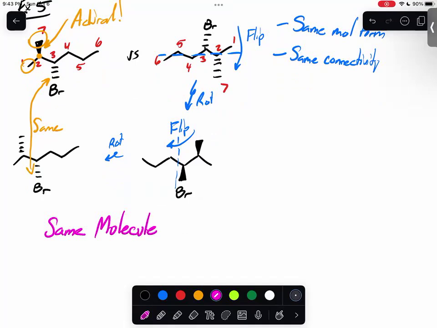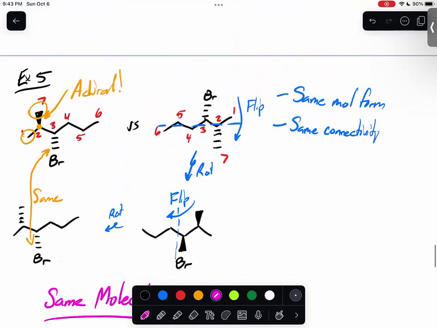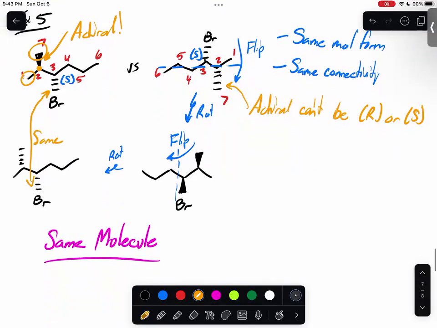Right? To prove this further, looking at our R and S, we see that if we were to do it for the bromine in the first example, it is S. If we do it for the bromine on the right, it is S, but we can't do it for either of the achiral methyls, right? Because achiral can't be R or S. So anytime you see something achiral, it doesn't even come into account whenever you're trying to figure out if the stereocenters have changed or not. So since those are all the same, it's just the same molecule. All right, let's do another one.